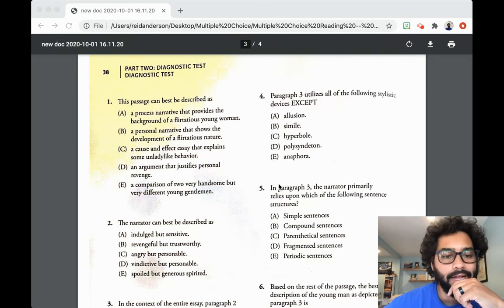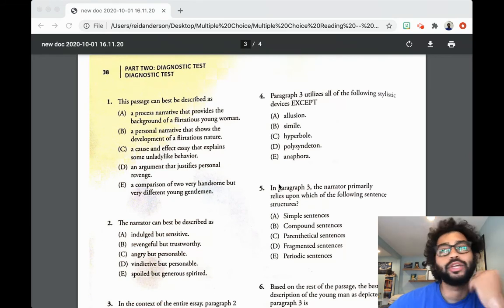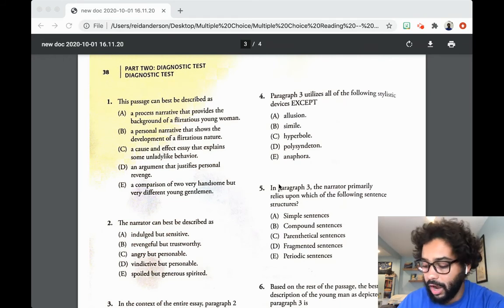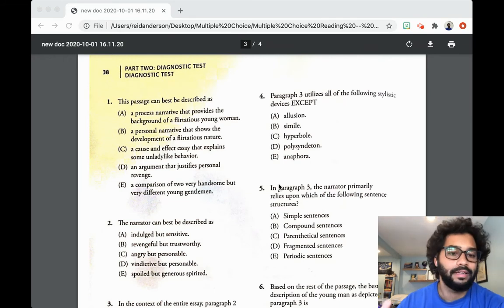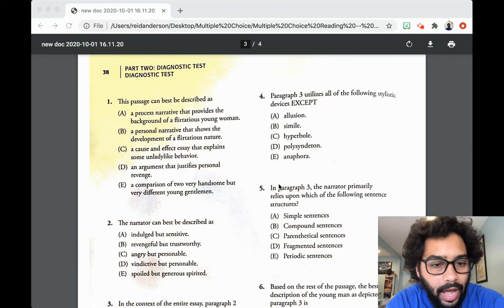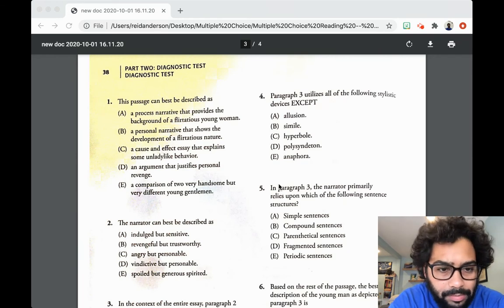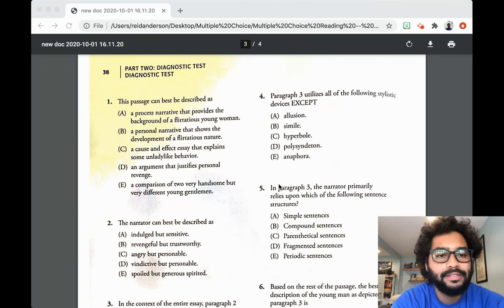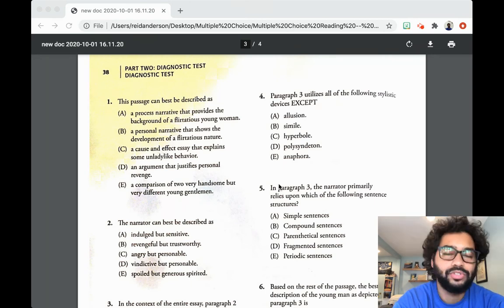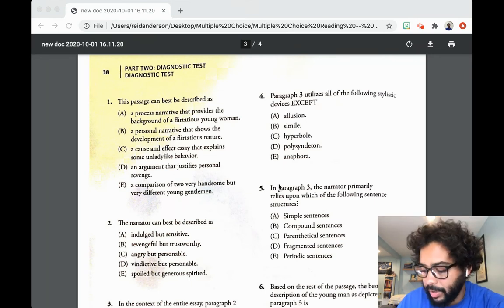And so D, an argument that justifies personal revenge. She's actually not arguing for personal revenge at all. She's saying she did wrong and trying to warn people. And so D, I can 100% cross off. It is not D. I know that. And E, a comparison of two very handsome but very different young gentlemen. That's not the point of this. That is a part of what happened, but that's not the point. So I can cross off E.